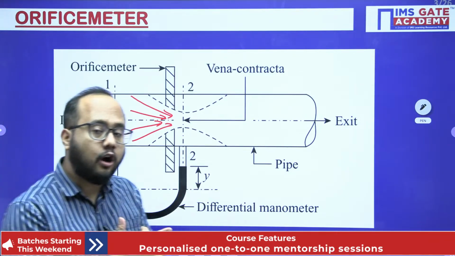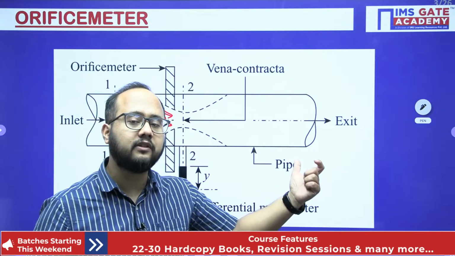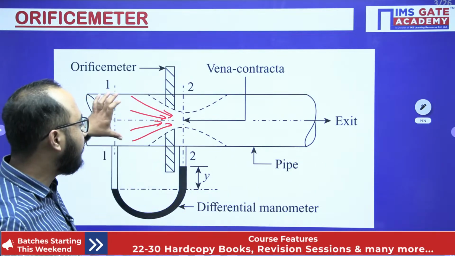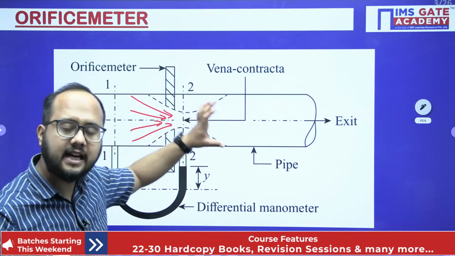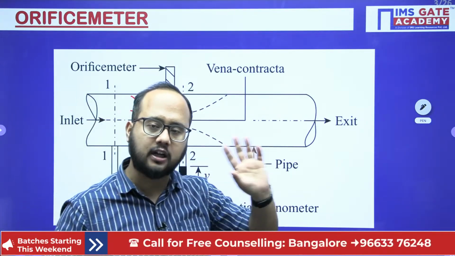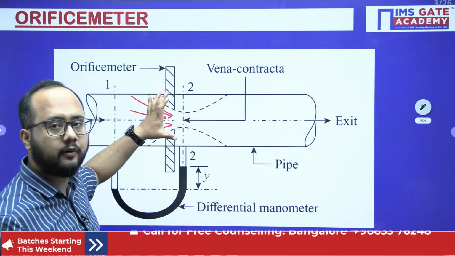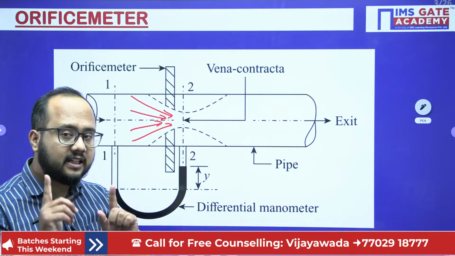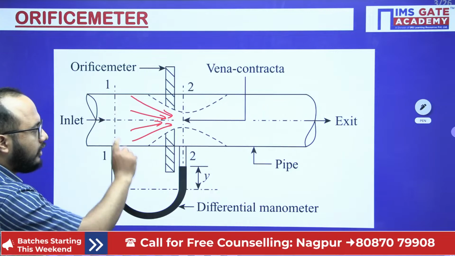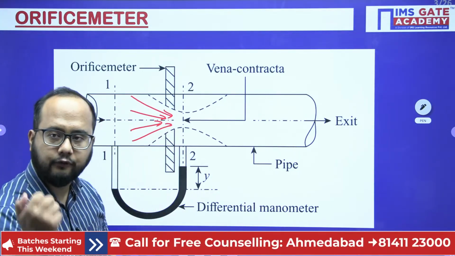Now, the basic constructional difference between the Venturi meter and Orificemeter is that in the Venturi meter, we have provided a converging part, a diverging part, and between them a throat. But in the orifice, there is no converging part provided, no diverging part provided. Remember, these are very important constructional details. What we have provided is simply a plate having a circular hole called an orifice.